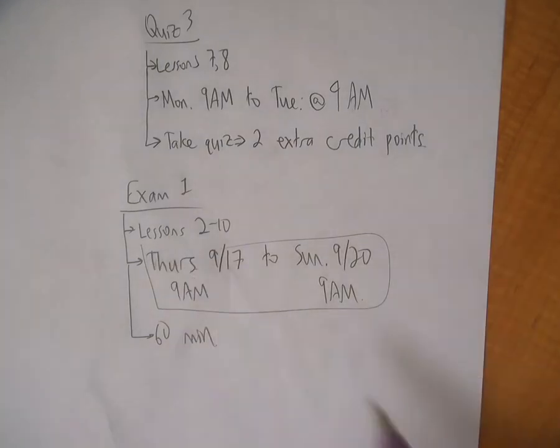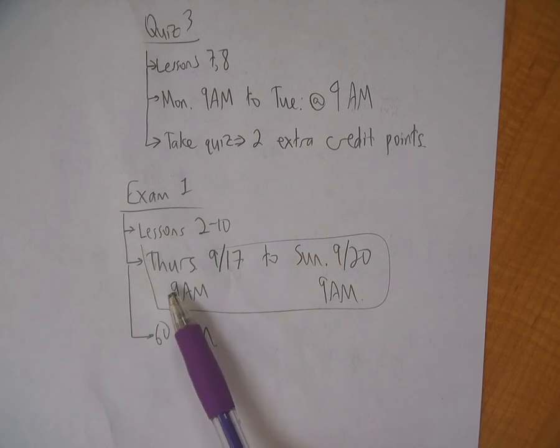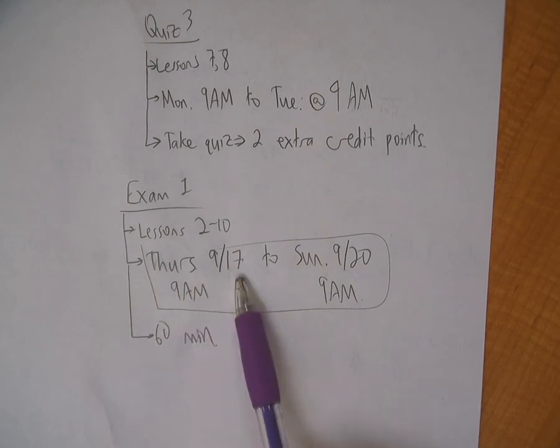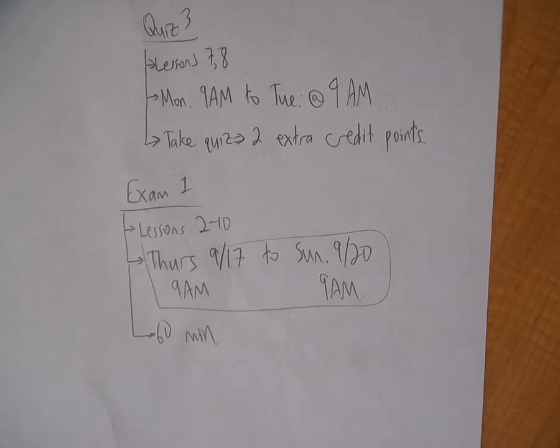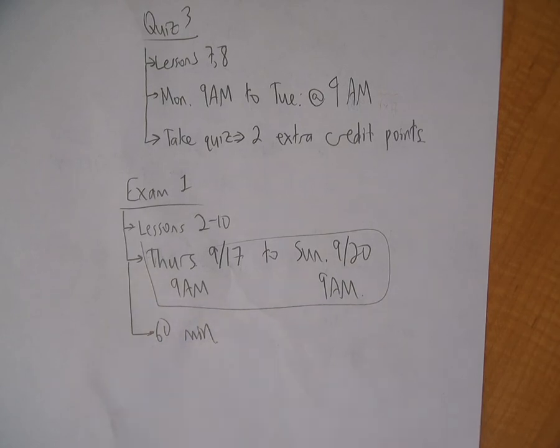And then exam 1, it's going to cover lessons 2 through 10. The window is going to be from Thursday of next week on the 17th to Sunday the 20th. So it starts at 9 a.m. on Thursday and ends at 9 a.m. on Sunday. And in this case, you have 60 minutes to complete the exam unless you have a DRC accommodation that says otherwise. So, all right. Any questions on that? All right.